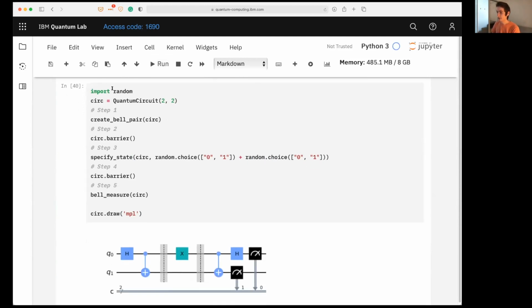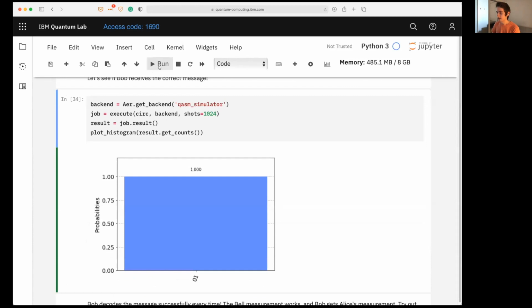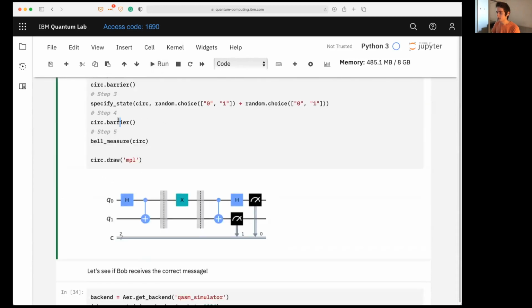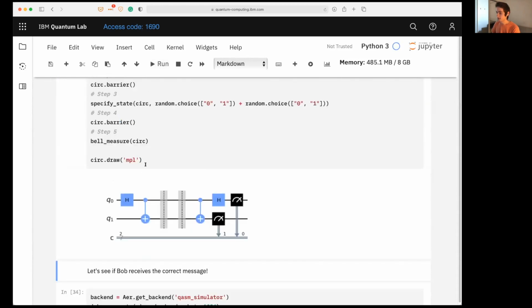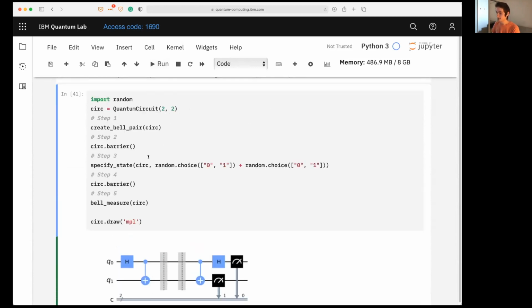Yep. So there we get an X gate. We run it again. Oops, that's not what I wanted. I want to run this one again. Then we get no gates. So this should work if you wanted to just plug in something random.